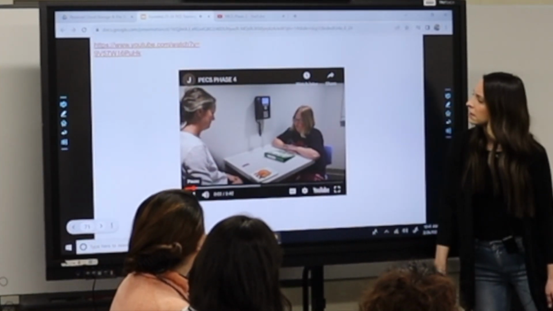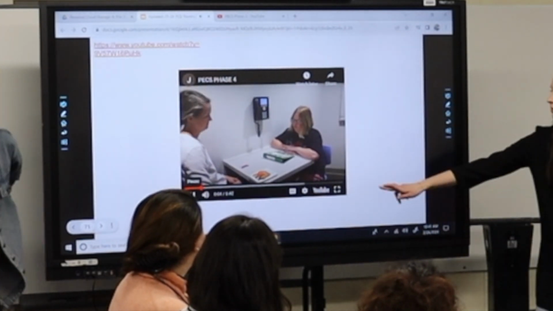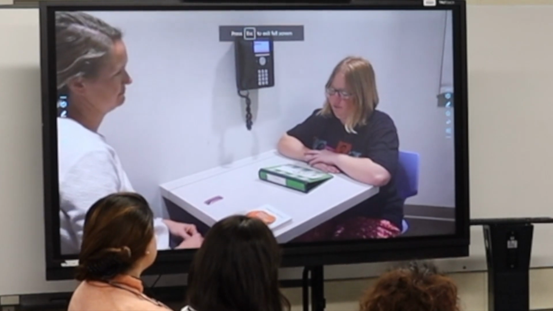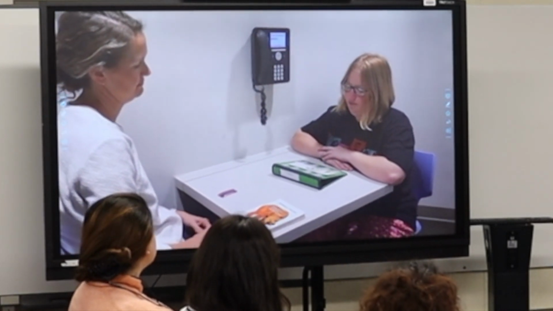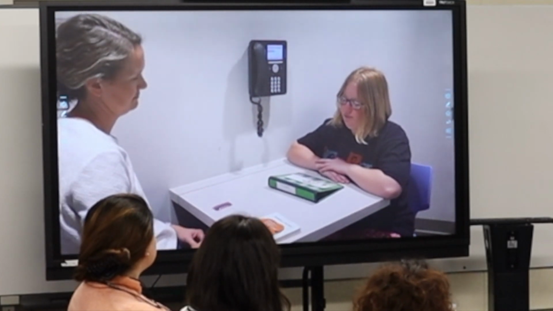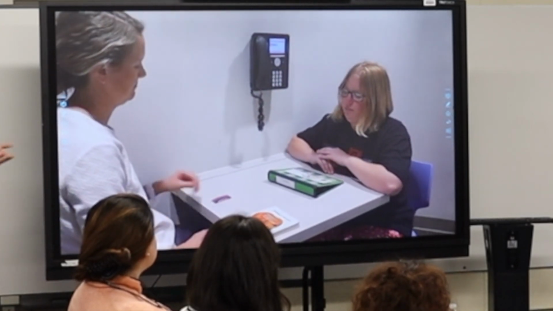Phase 4, sentence structure. The communicator will look through the book, find the icon that she needs, and then exchange the sentence strip that is preloaded with I want. So this is part 1 of stage 4.